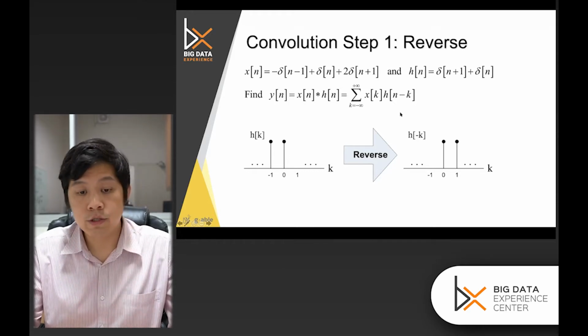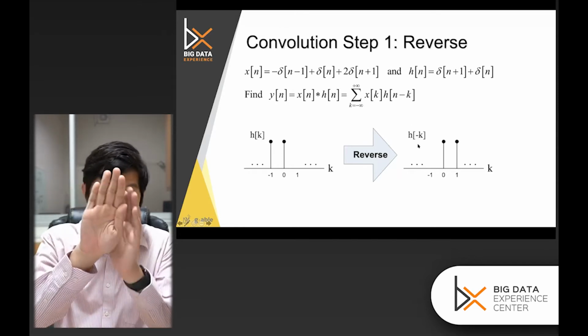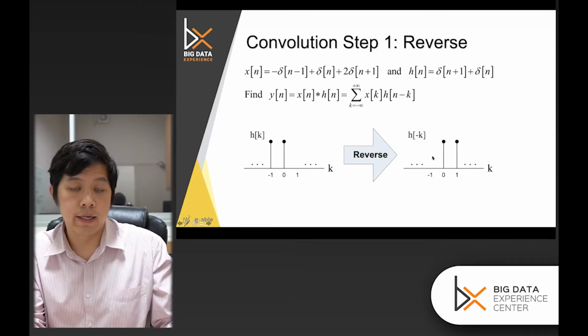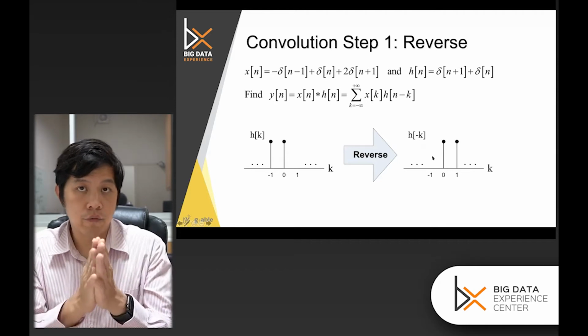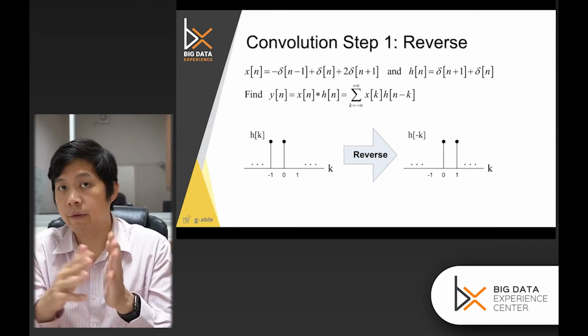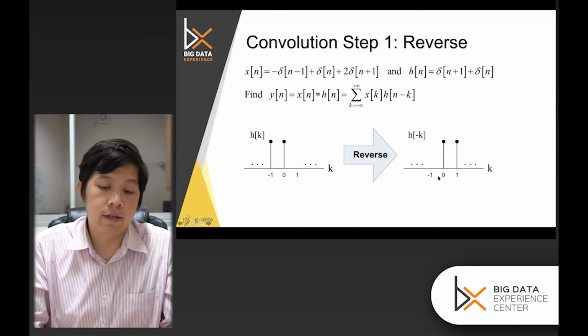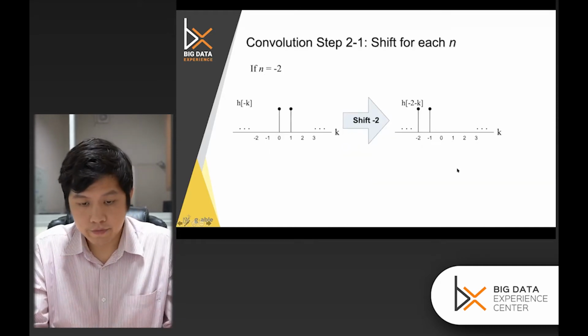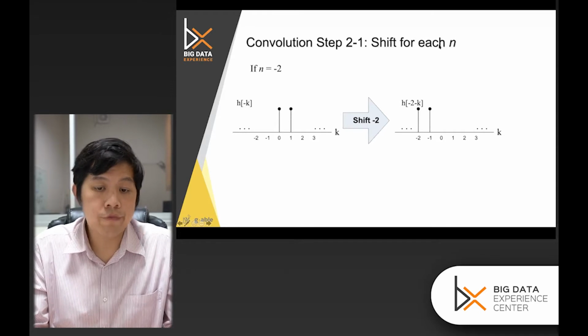The first step is to reverse, because we have h[-k] here. Reverse from h[k] to h[-k]. You get the flipped version of the signal with regard to 0 as the flipping axis. That's why we have this -k. And then shift for each n.